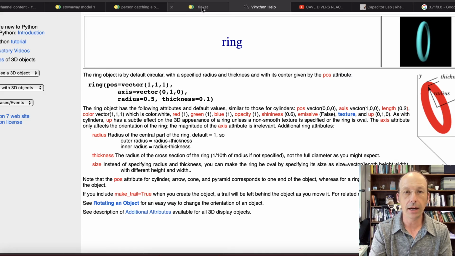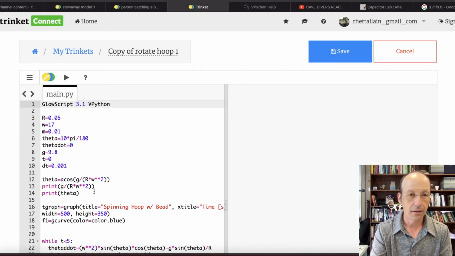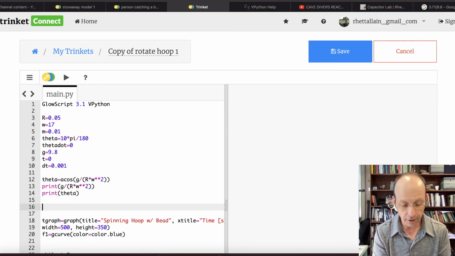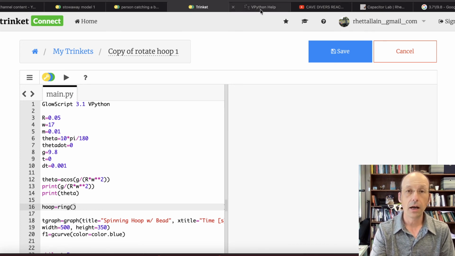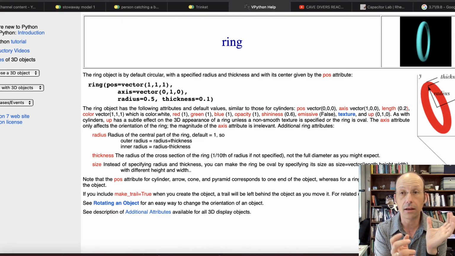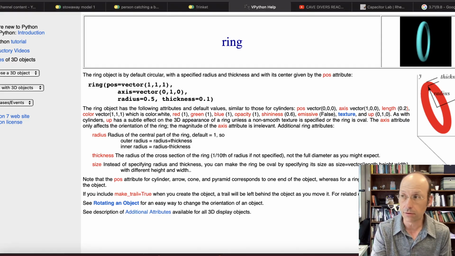Okay, so let's make a ring. So let's say, let's go down here. Let's start my visual self. So I'm going to make, I only need 2 things. So let's make loop. No, I can't say ring. Hoop. Hoop equals ring. Okay, so over here, the properties of the ring, I have the position. I'm going to put that at where the center of the ring is. I have the axis, which is the vector pointing in the direction of the axis of the ring. And then I have the radius of the ring and the thickness of the ring. Okay, so there's a lot of stuff there.